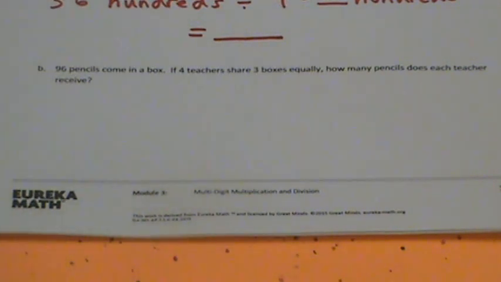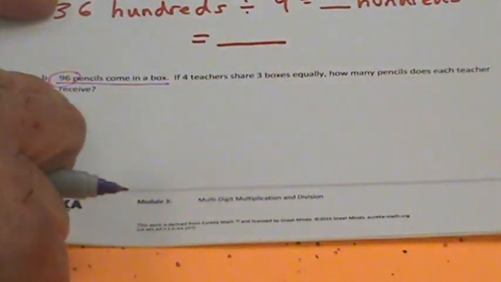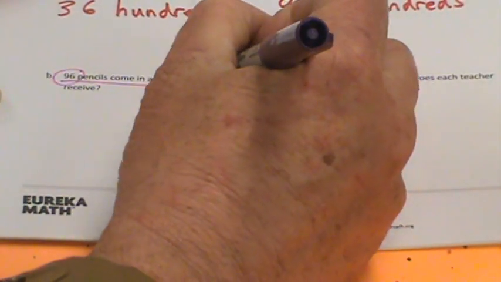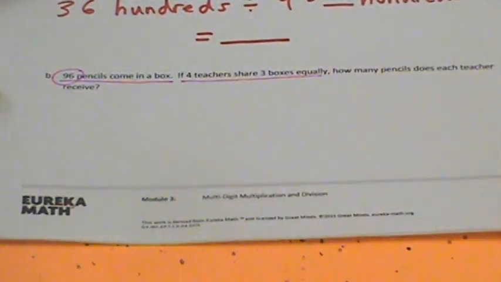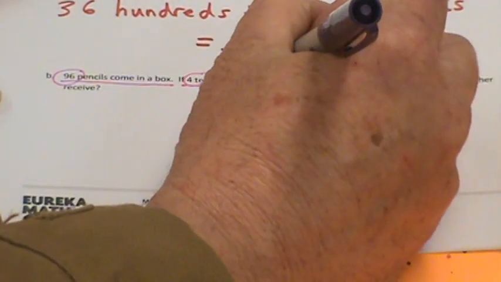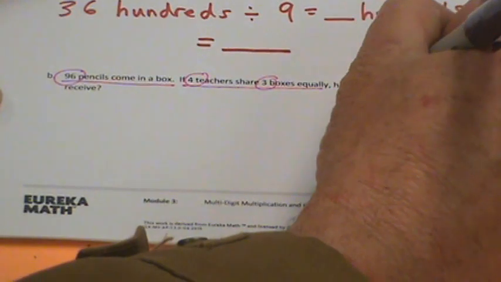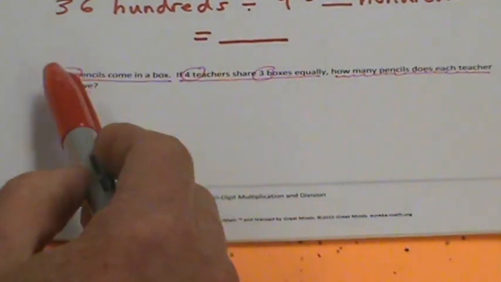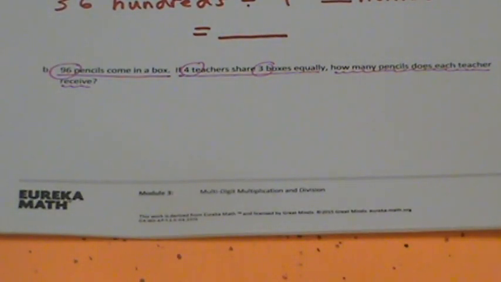It says 96 pencils come in a box. That we do know. So I've underlined and circled the number. If 4 teachers share 3 boxes equally, so I have 4 teachers, 3 boxes equally, how many pencils does each teacher receive? Okay, let's think about this. How are we going to figure this out? Well, we know we have 3 boxes and 96 pencils each. So that's the first thing we're going to have to do, right?